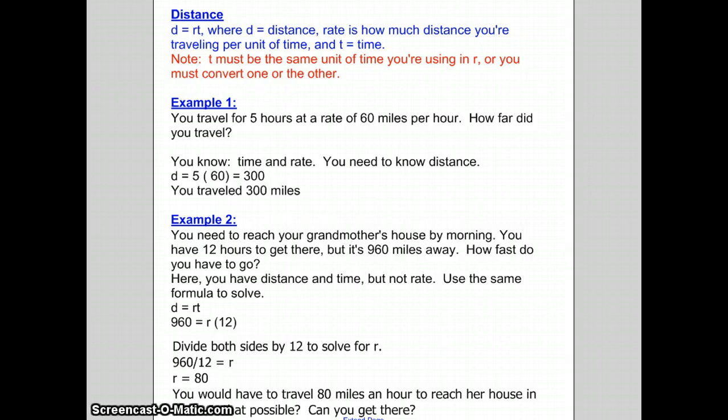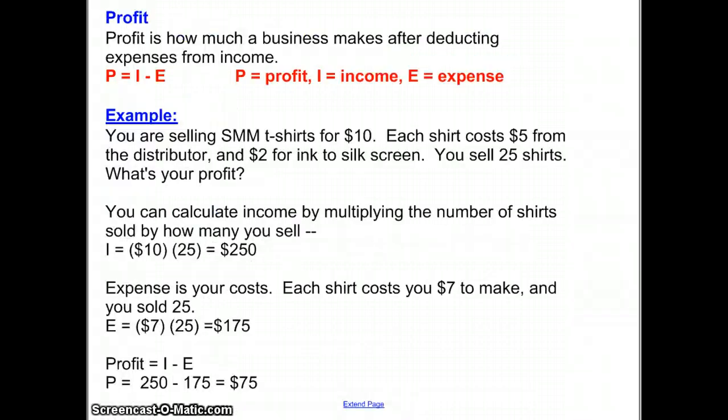But think of this, is that possible? I mean, that's nice to know, but if you're driving, chances are legally you can't do 80 miles an hour. So if I ask you if you can get there, you better say you're going on a plane or a train, because you can't possibly drive there in that amount of time.